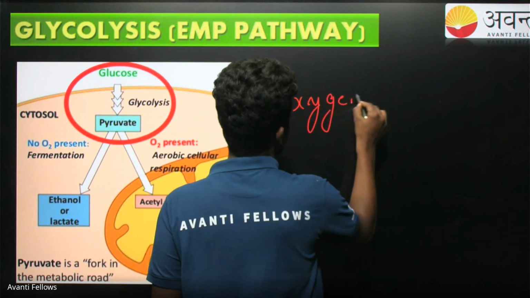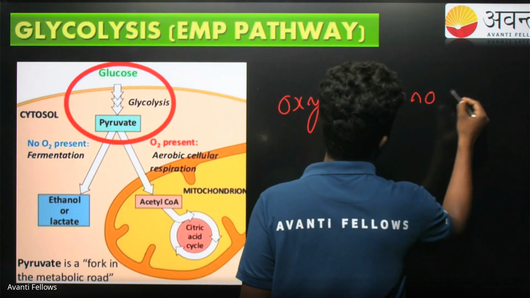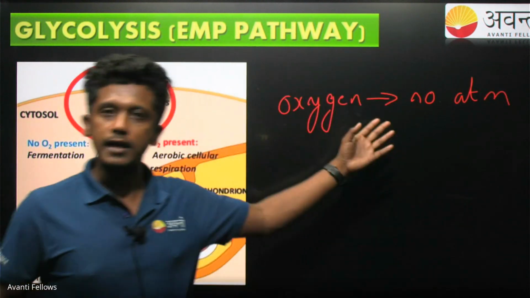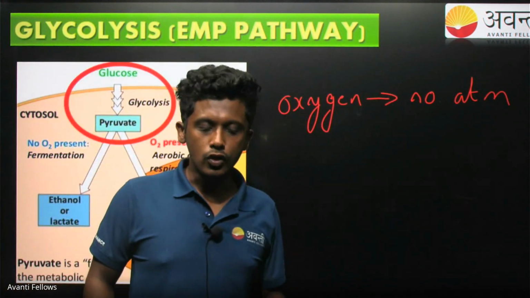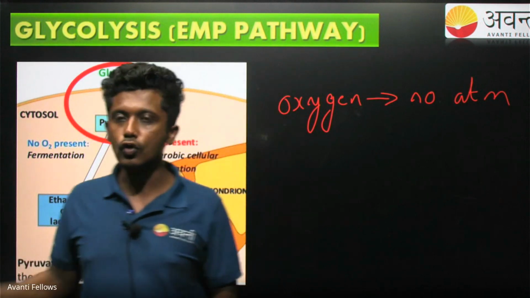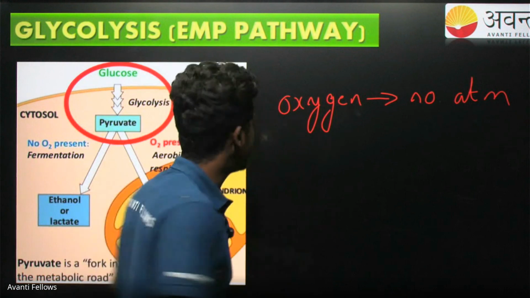So there was no oxygen in the environment or atmosphere. I'll write it as oxygen was not at all there in the atmosphere. So organisms had to find out some way to break down this glucose. And they did it anaerobically.